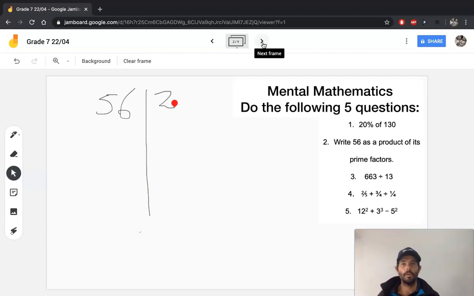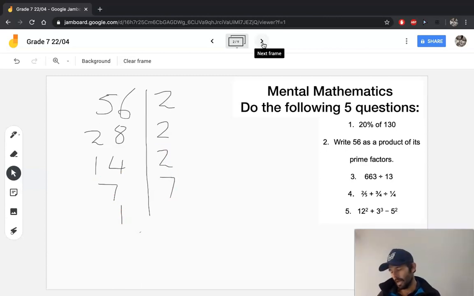Remember, 2 is the only even prime number. And that goes in 28 times. And then we said 2 again. That goes in 14 times. 2 again, 7 times. What prime number goes into 7? It is 7. And then I'm left with 1.